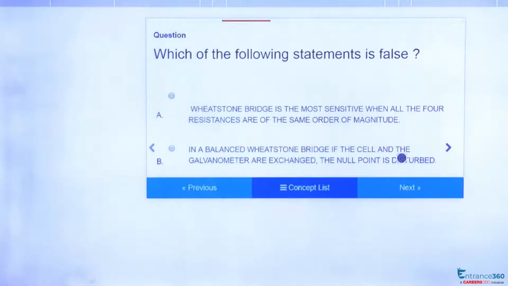Hello students, let's discuss a question from JEE Main 2017 from the chapter Current Electricity. Which of the following statements is false?